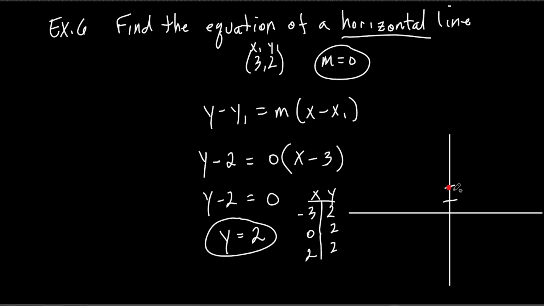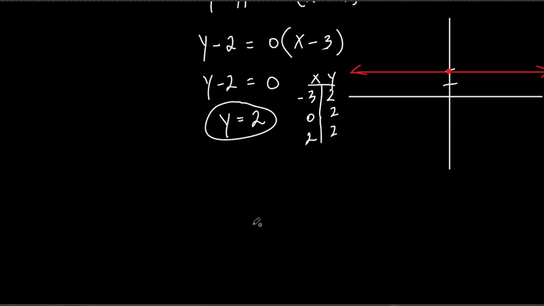Okay, it's going to be right there. And it doesn't matter what the x is. You're always going to go up 2. So let's see. About right there is good. Right there. And there we go. So that's how you would graph it. That's how you would graph y equals 2. We got it? Pretty easy, I think.